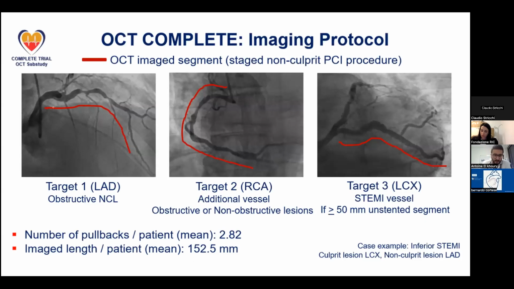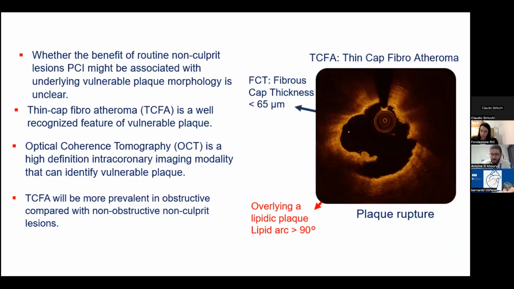And as you can see here, they did a complete OCT for all the vessels, for the LAD, for the RCA, and for the left circ, in order to better assess the plaques. Here we have an OCT image. We know that plaques that have a thin cap fibroatheroma, meaning a cap thickness of less than 65 micrometers, are high-risk plaques, associated with unstable plaques and risk of plaque rupture. So they tried to find the percentage of these plaques in non-culprit vessels to see if we would benefit the patient by stenting the plaques or not.